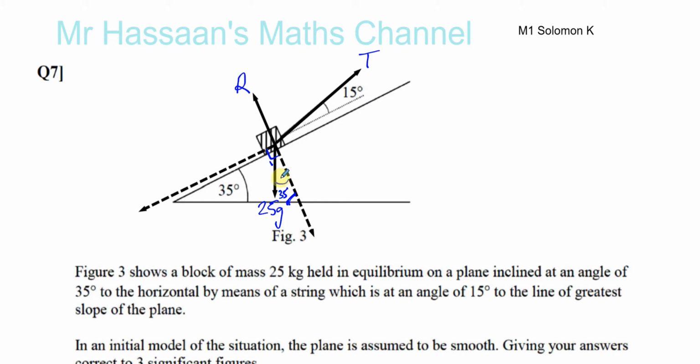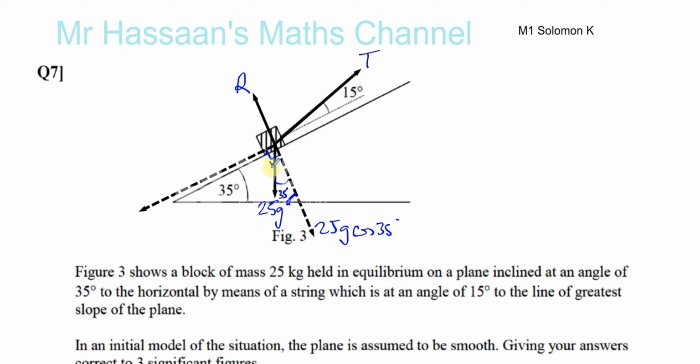Now, so you have 25g times, that's the force, times, going into the angle, cosine 35.